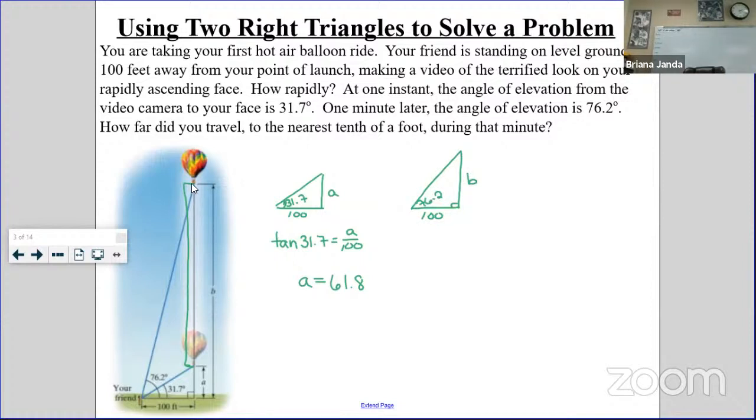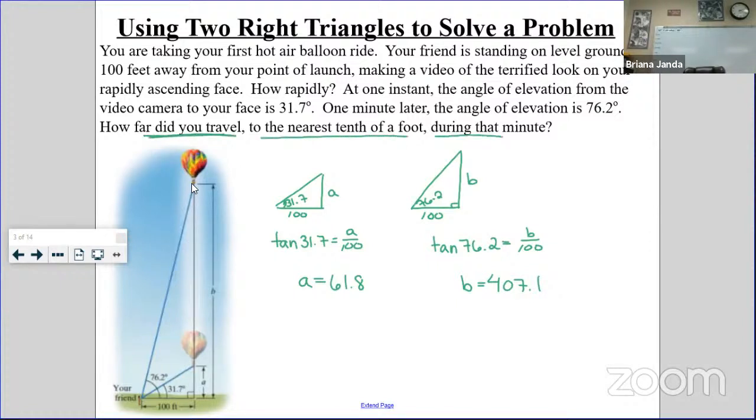Same, opposite and adjacent. So again, we're setting up a tangent equation, but our angle of elevation definitely changed. 76.2 degrees is B over 100. And again, I would do some multiplication here and get that our height, the second measurement, is 407.1 feet. Okay, so then the question is, how far did we travel to the nearest foot during that minute?